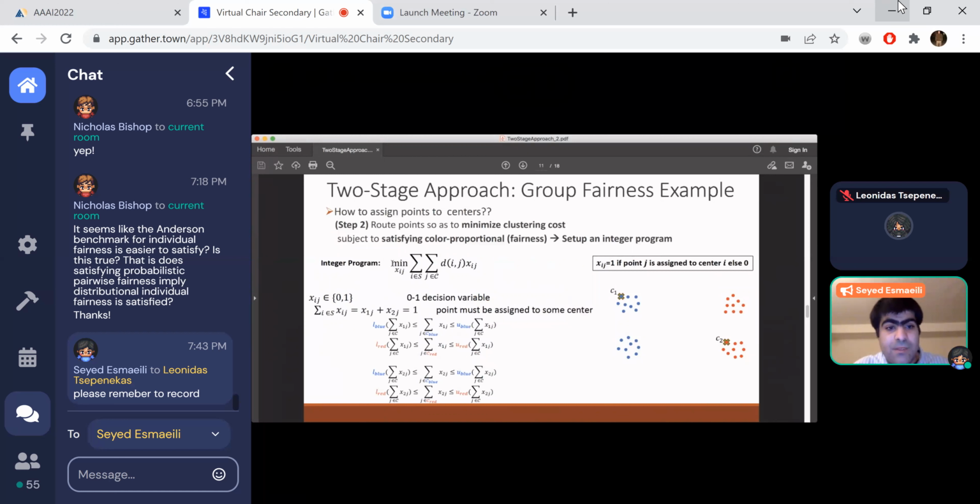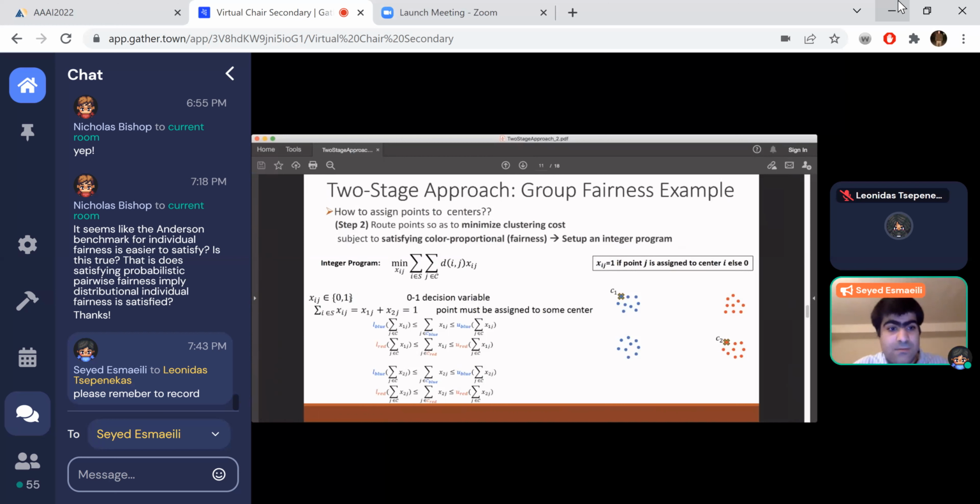The integer program says: minimize the clustering cost, the sum of d(i, j) x_ij over the centers and the points. To be more clear, what is x_ij? x_ij is a decision variable. It's equal to 1 if point j is assigned to center i, else it's equal to 0. Keep in mind, at this point the centers are decided. We know what the centers are. What we don't know is how the points are going to be assigned to the centers. So we set up this integer program, which says minimize the clustering cost, subject to the following constraints.